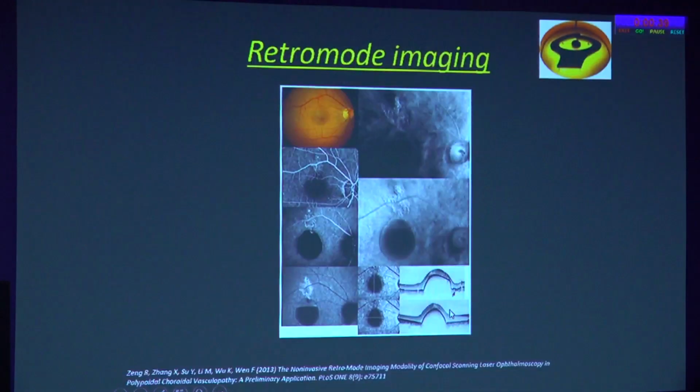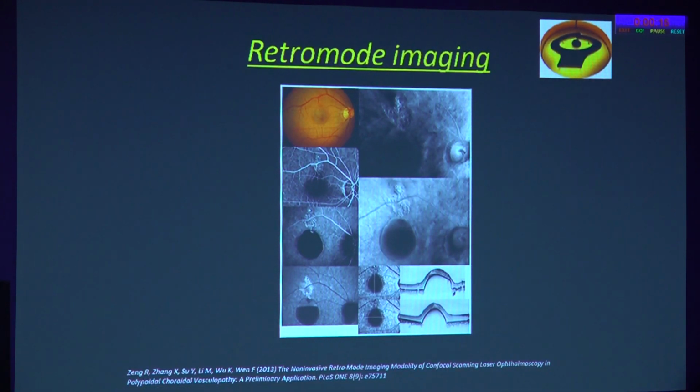How it is useful in practice is that this retro mode can actually show us the lesion more clearly or in a more elevated form. So this is the PCV lesion. If you see, this is the FFA one, and this is the ICG picture. This is the retro mode image. This is the right lateral and this is the left lateral. So we can actually visualize the lesions even without the help of angiogram.